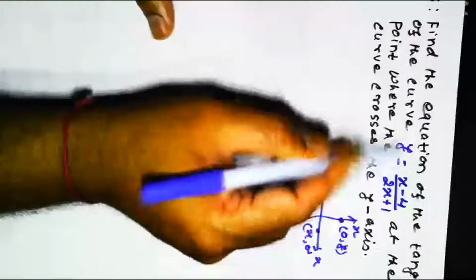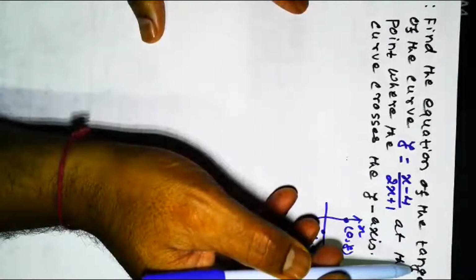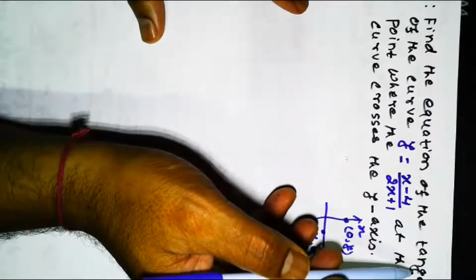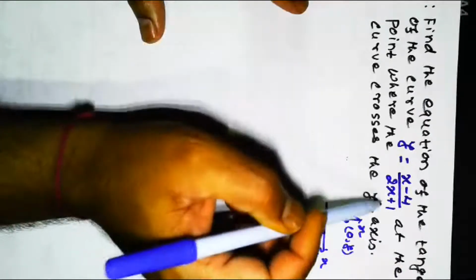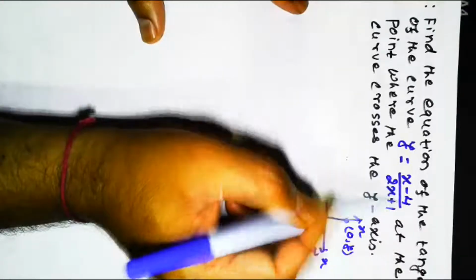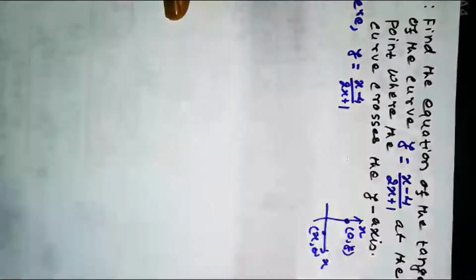First of all we have to find the derivative of this, and when you have got the expression for dy by dx, we will have to find the slope, that is the tangent, first of all. Once you have got the slope value, then you will be able to find the equation of the tangent line at the given curve y equal to x minus 4 by 2x plus 1.